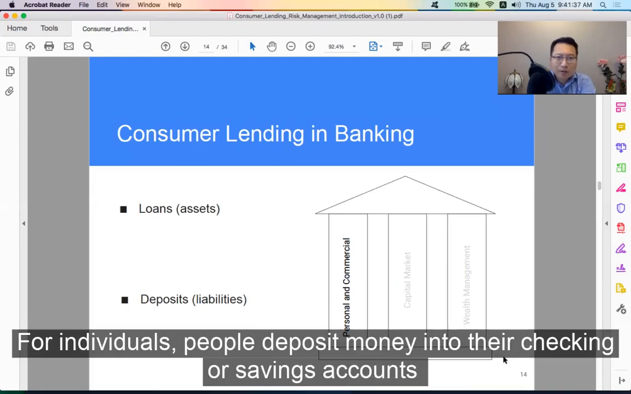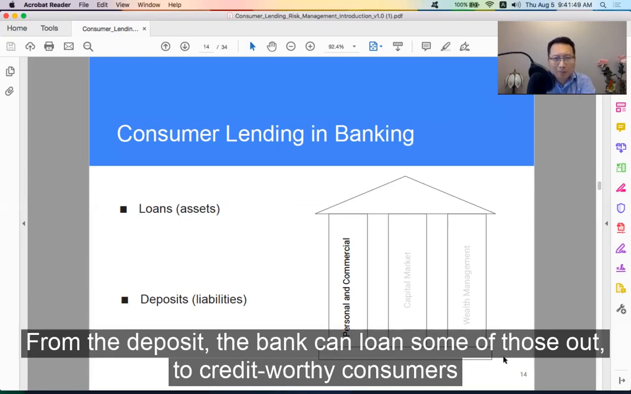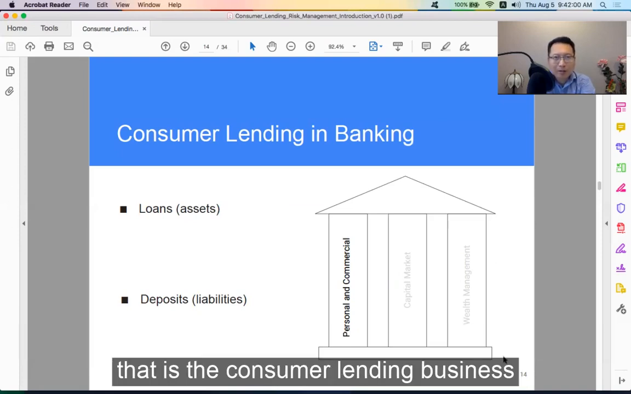For individuals, people deposit money into their checking or savings accounts. That forms the deposit. From the deposits, the bank can then loan some of those out to credit-worthy consumers. So that's the consumer lending business.